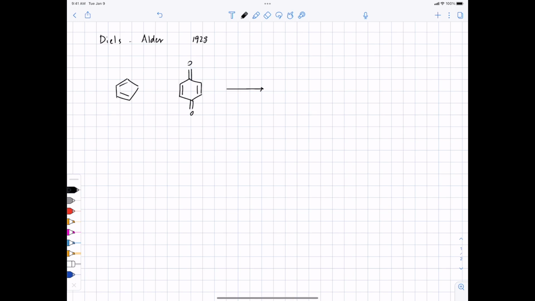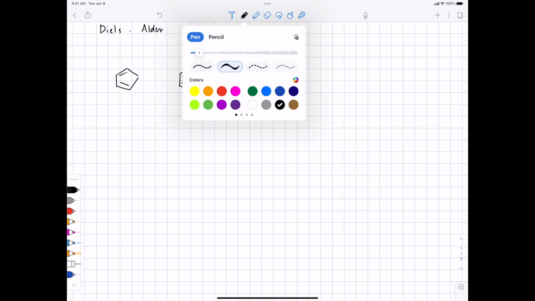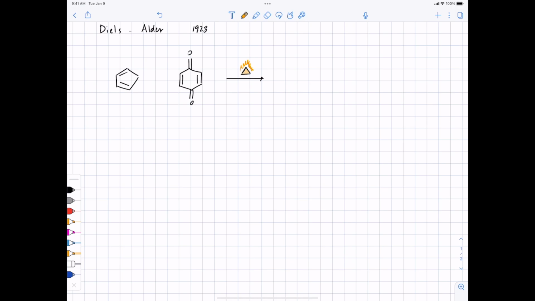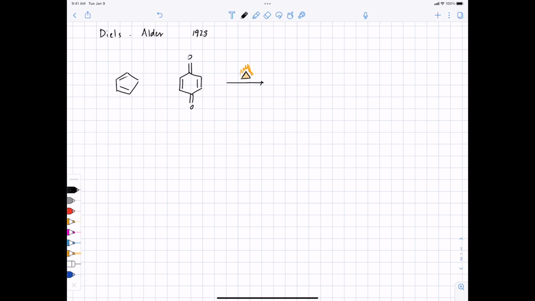And they found that when they added heat, organic chemists, when they want to show that you add heat to a reaction, will often just use the Greek letter delta, I think, because from a certain point of view, it looks like a fire. Okay, so don't be surprised by the delta. But the products that they isolated from this was really interesting.